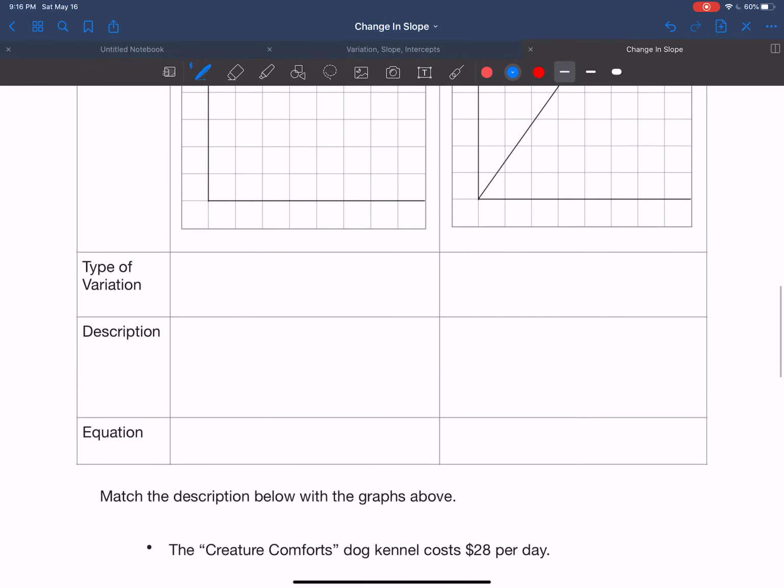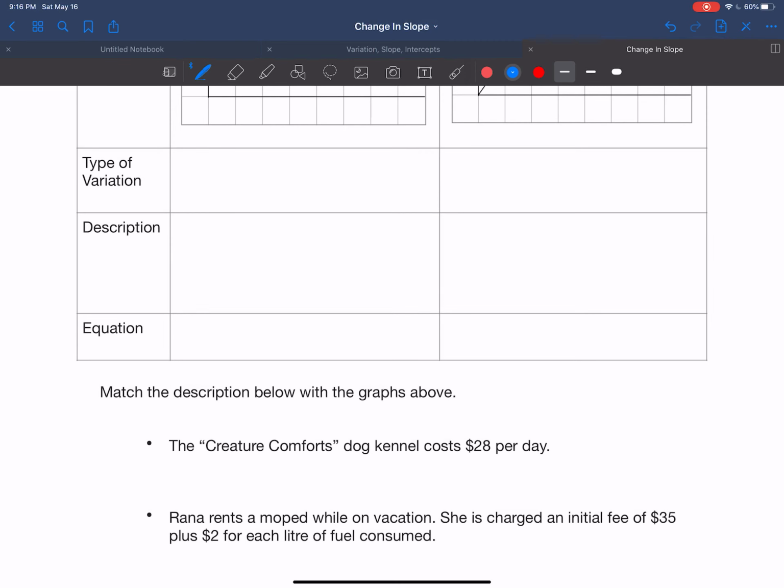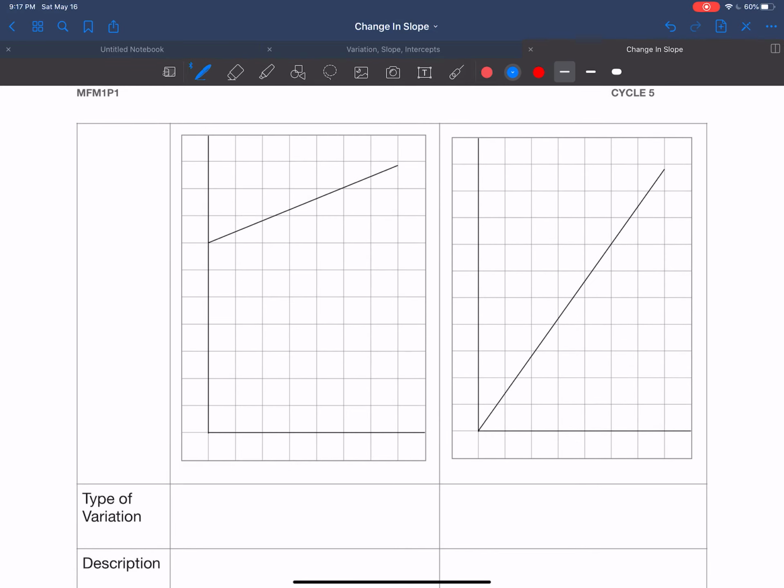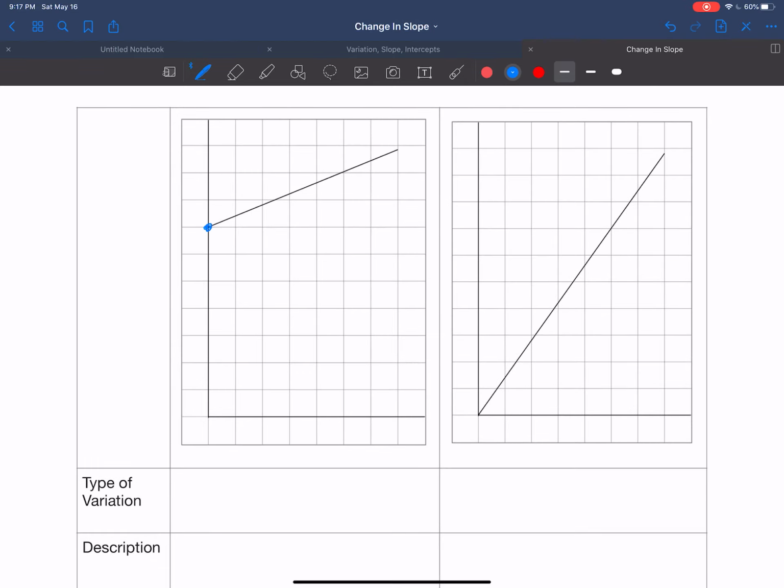Okay, so now again we're looking at direct variation, partial variation, and then also looking at equations of it and descriptions, and then how it would change later. So this first graph that we have here on the left, it does not start at 0, it starts up here. There's an initial value, which means it is partial variation. Which means that the graph on the right, because it does start at 0, would be direct variation.